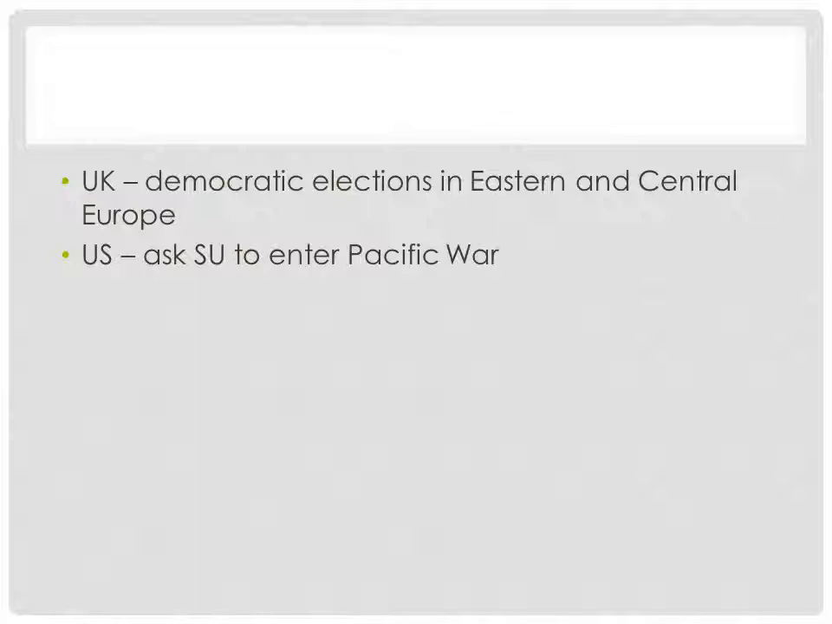They fought against Japan, but the majority of their resources and attention was focused on Germany. After the European War, then they would bring their resources to bear in the Pacific. And so the US didn't want to take on the Pacific War alone.